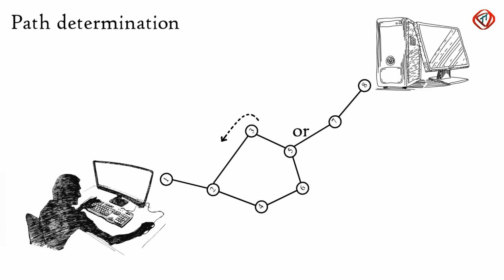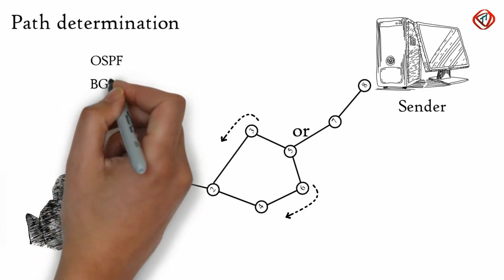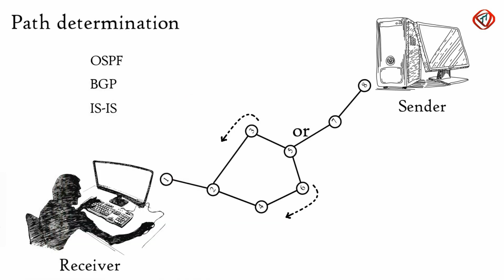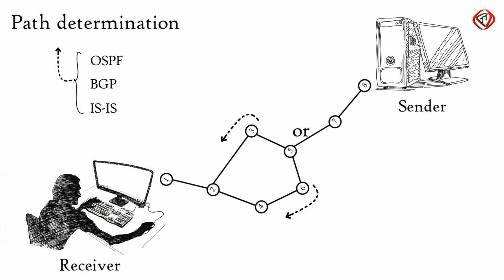Choosing the best possible path for data delivery from source to destination is called path determination. Layer 3 devices use protocols such as Open Shortest Path First, Border Gateway Protocol, and Intermediate System to Intermediate System to determine the best possible path for data delivery.